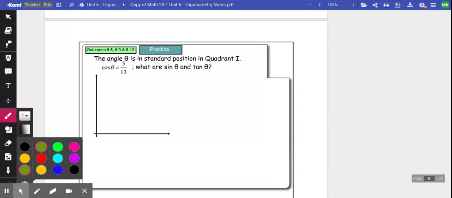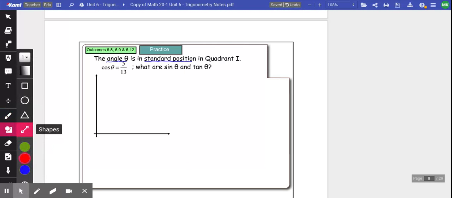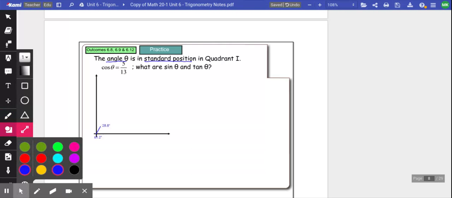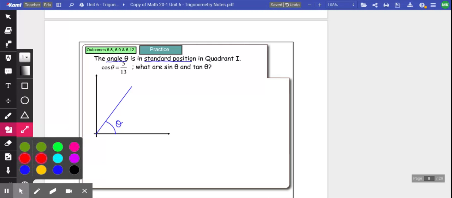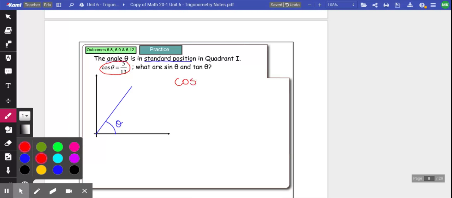What you needed to do to start this question off is realize that we had an angle in standard position. What this means is that we have some sort of terminal arm coming out of the origin that has created a standard position angle in the first quadrant like that. Then you needed to realize that when they told you that cos equals 5 over 13, they were giving you two sides of a triangle. The reason why is because we know that cos is equal to adjacent over hypotenuse.